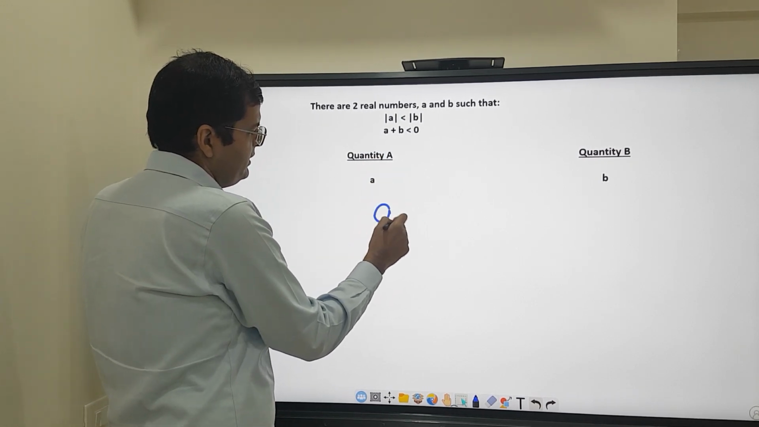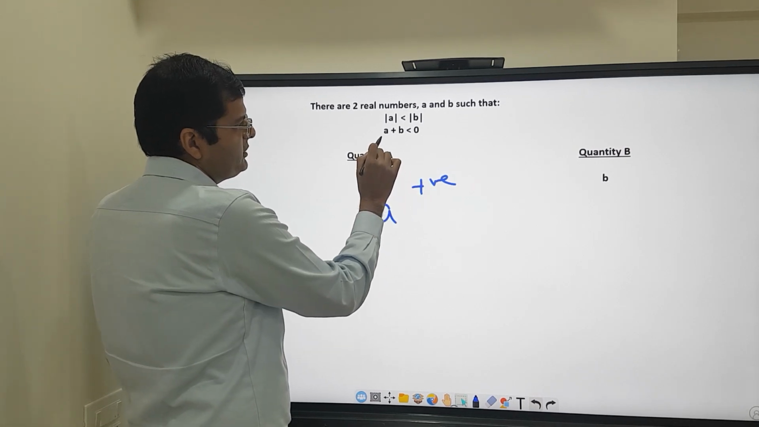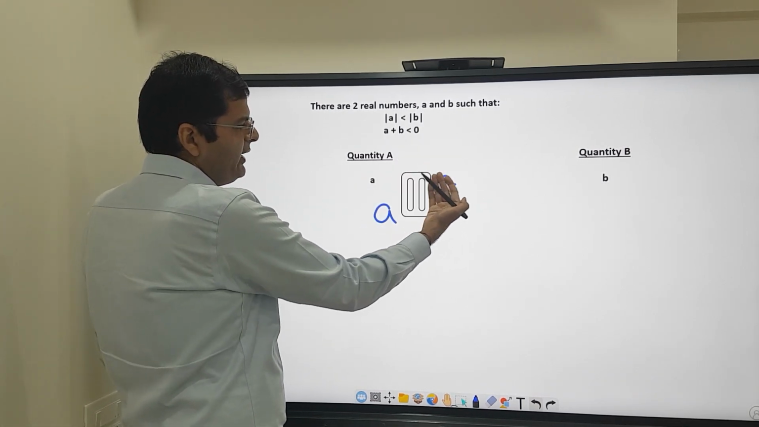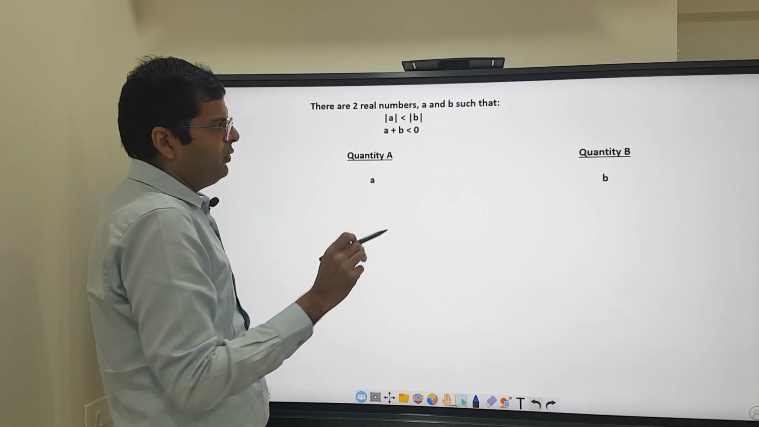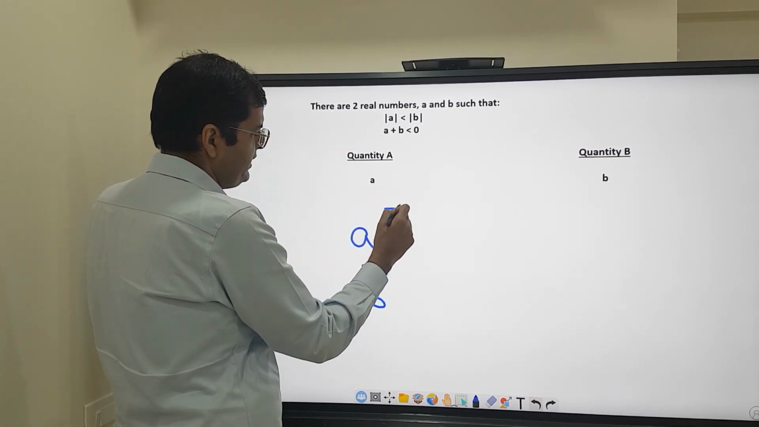Let us assume both of them to be positive. That is not possible because a plus b is less than 0. So can a and b both be positive? No. One of the cases is that both are negative. So a and b both are negative.